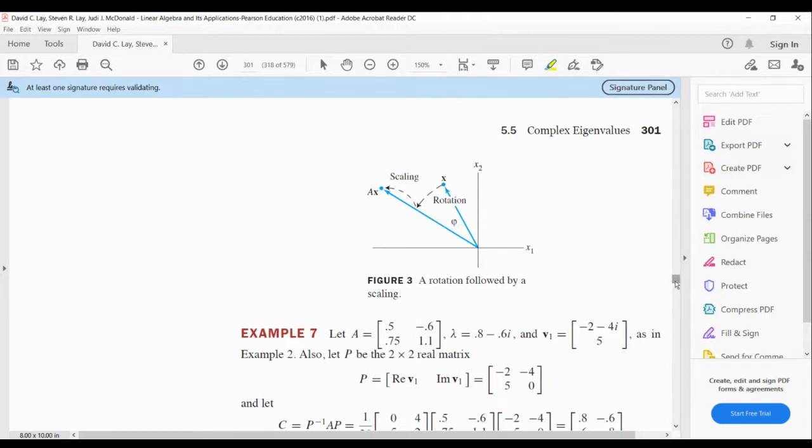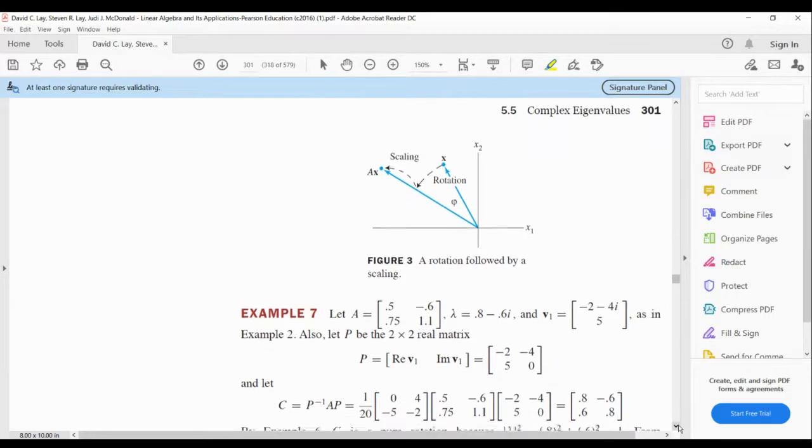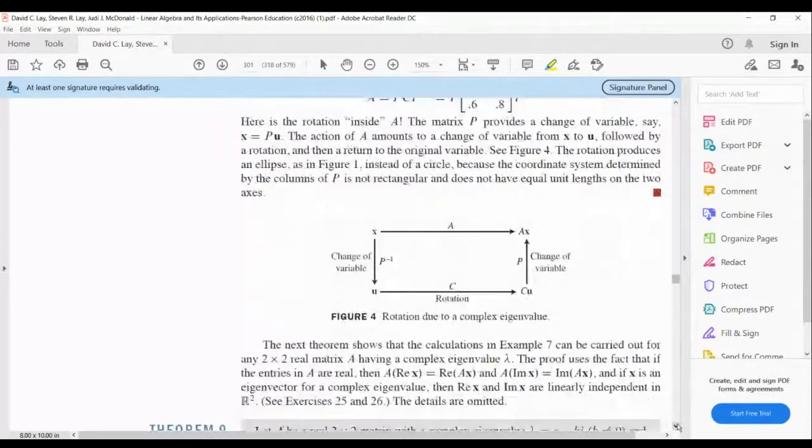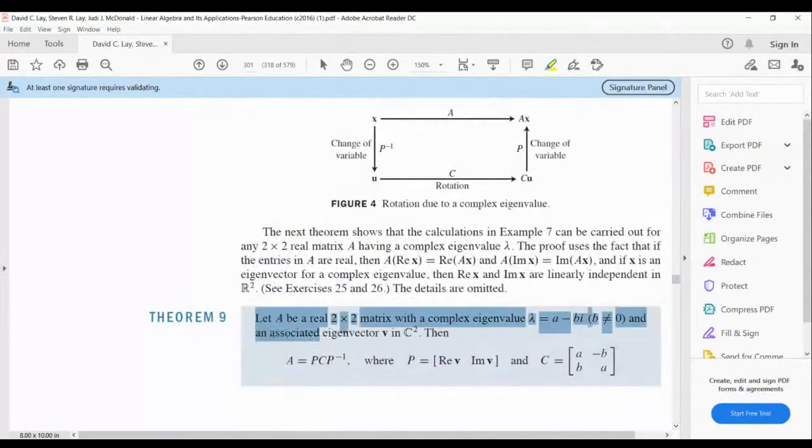And there's another theorem too at the bottom, theorem 9. I want to try not to get too technical, but they're saying, suppose you have a 2 by 2 matrix with a complex eigenvalue lambda equals A minus Bi. Well, the matrix A can be written as A equals P times C times P inverse, where the matrix P consists of the real part of the corresponding eigenvector and the imaginary part of the eigenvector.